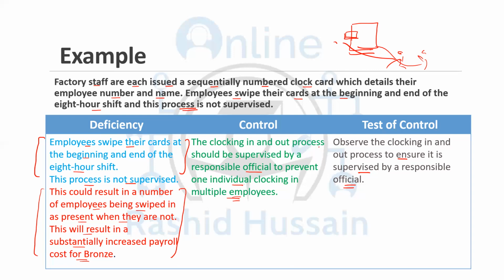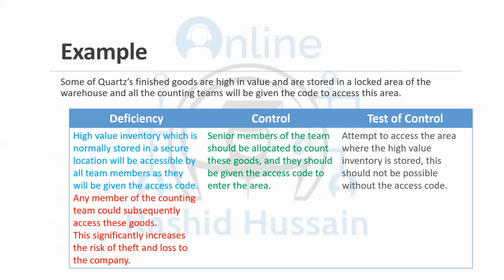Now, I told you that the examiner said that first of all, you have to assume that the system is operating effectively. Now, see your recommendation. You said there should be a person over there to supervise the process. So you can say the test of control can be applied on your own control recommendation, that there should be a person over there. So observe whether a person is there to supervise the process. That's it. Okay, let's do another example and then you can get it completely.